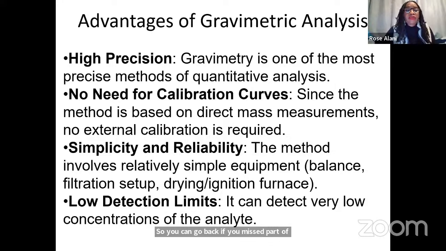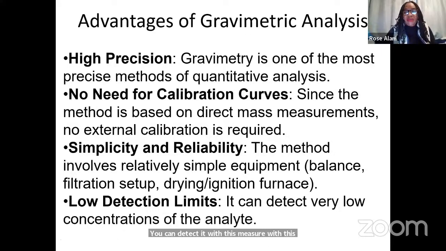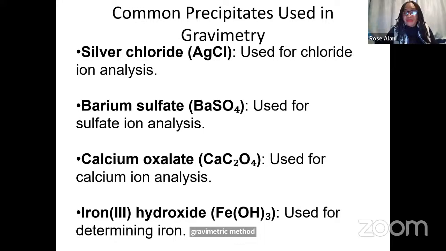And then also, the advantage again is that of low detection limit. You can detect very low concentrations of analyte with this gravimetric method. Though it has advantages, there are some disadvantages.